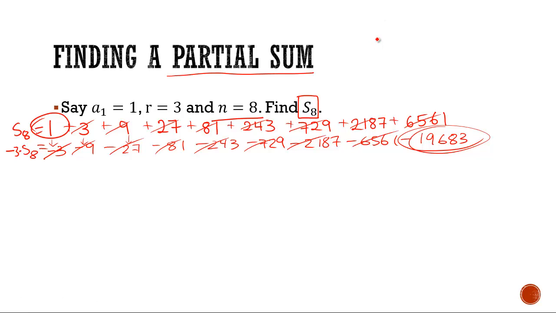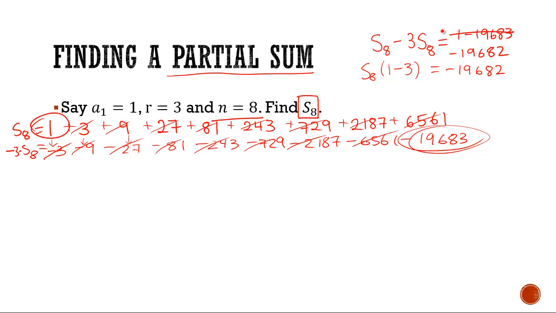And so therefore what we have is S8 minus 3S8 is equal to 1 minus 19,683, which is negative 19,682. Now factor out the S8, we're left with 1 minus 3 here, and so we have this number divided by the negative 2, leaving us with S8 equaling 9,841. And you can check that and see if it's equal to the first row there.